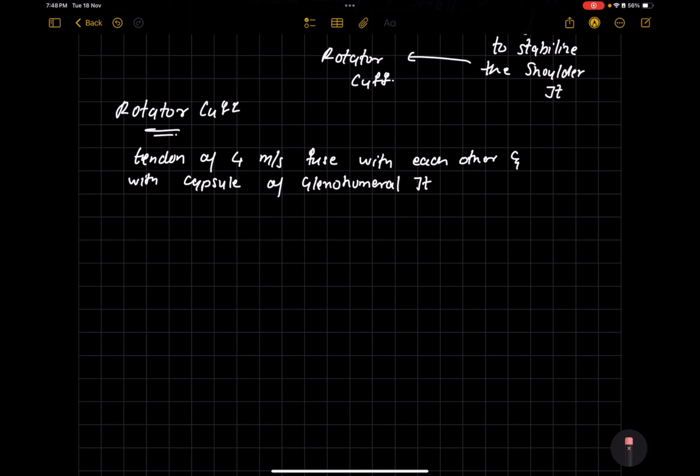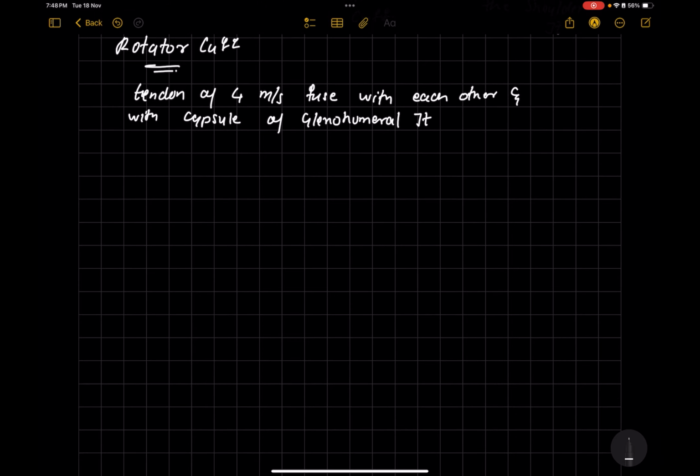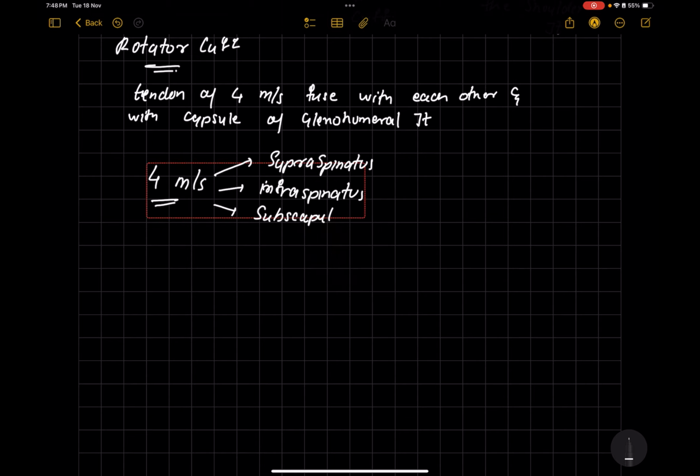Now what are these 4 muscles? I told you that the tendons of 4 muscles fuse with each other and with the capsule of the glenohumeral joint to give us the rotator cuff. This is the important part for you. These are your supraspinatus, infraspinatus, subscapularis, and your teres minor.